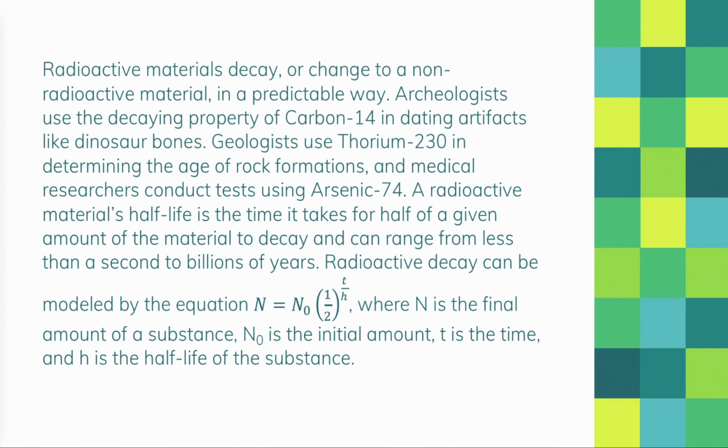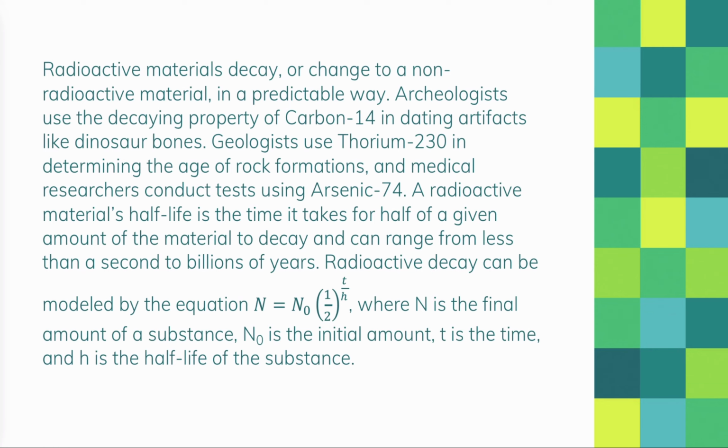Radioactive materials decay or change to a non-radioactive material in a predictable way. Archaeologists use the decaying property of carbon-14 in dating artifacts like dinosaur bones. Geologists use thorium-230 in determining the age of rock formations, and medical researchers conducting tests use arsenic-74. A radioactive material's half-life is the time it takes for half of a given amount of material to decay and can range from less than a second to billions of years.